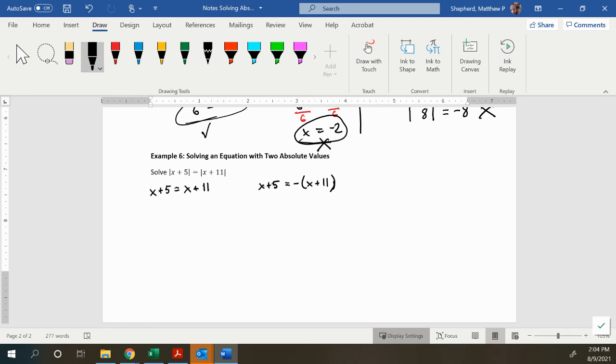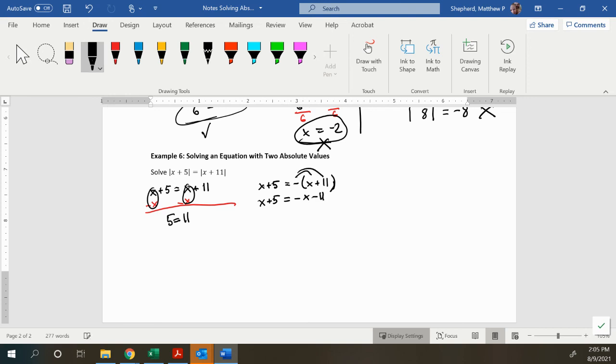All right, so first, let's go ahead to get that variable on only one side. x minus x is 0, x minus x is 0, 5 equals 11. Well, that doesn't help. There's no solution that's going to come out of this equation. It's just not going to work. So in order to find any solution, we're going to have to turn to the next one, and hopefully it can give us something more useful.